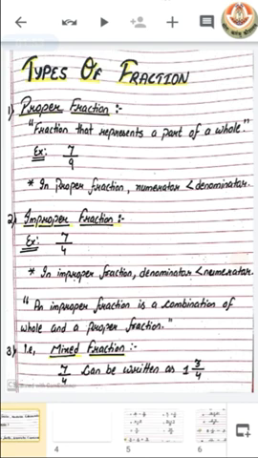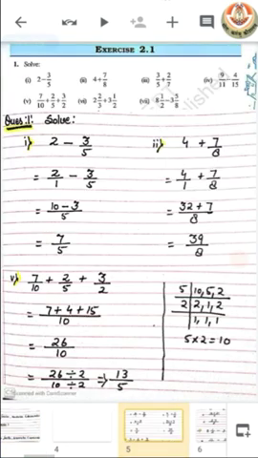Now after this, for exercise 2.1, in this exercise we have to add and subtract various fractions. So let's start and solve question number one.